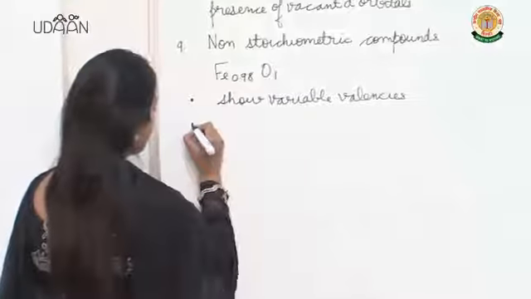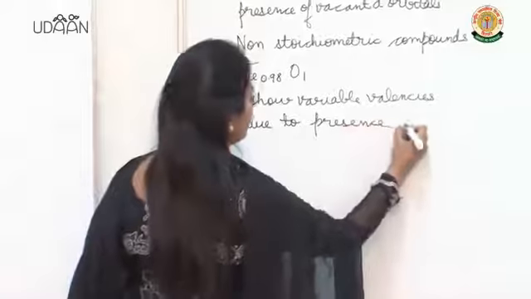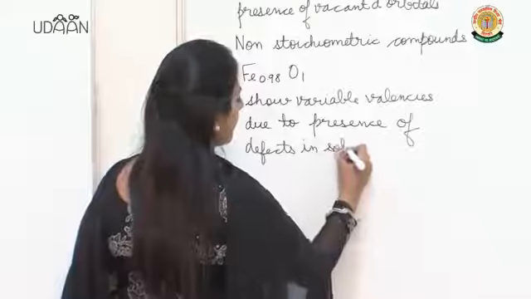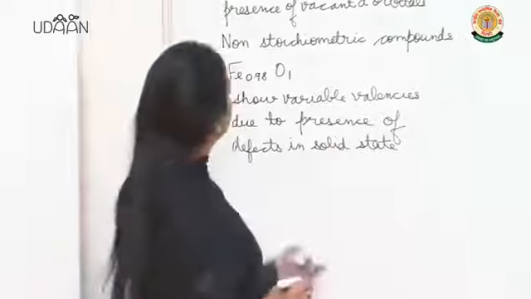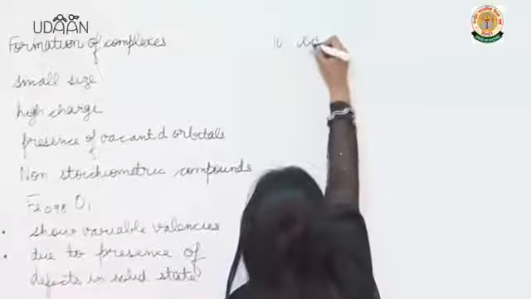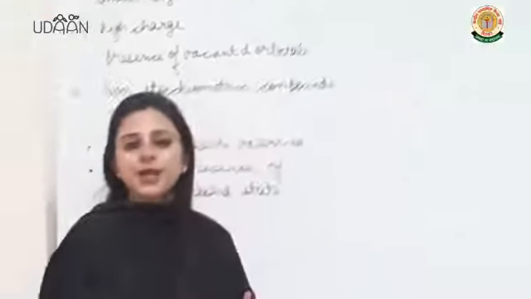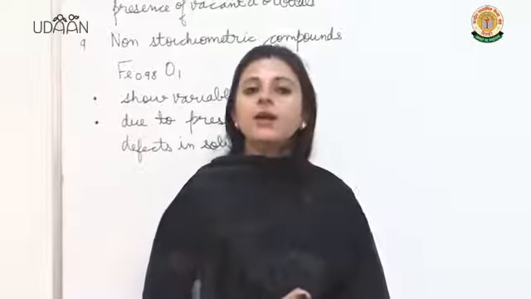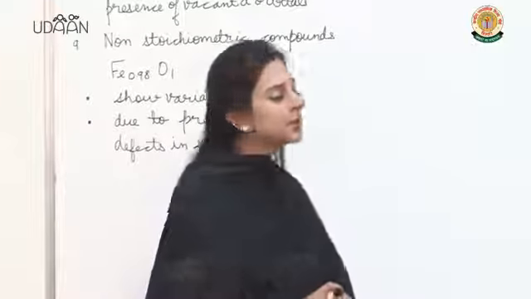And next point is due to the presence of defects in their crystal lattice. Defects की वजह से they form non-stoichiometric compounds. Now another important property of these transition elements is that they can show catalytic properties, that is, they can act as catalysts. Now we have seen in hydrogenation reaction we are using nickel, platinum and palladium catalysts, they are transition elements. In contact process we are using V2O5, which is again a compound of transition element.